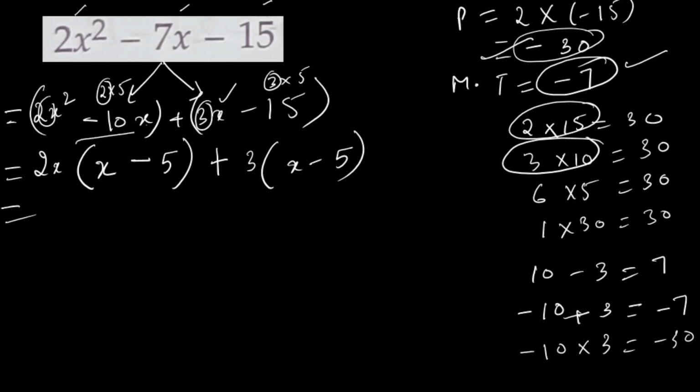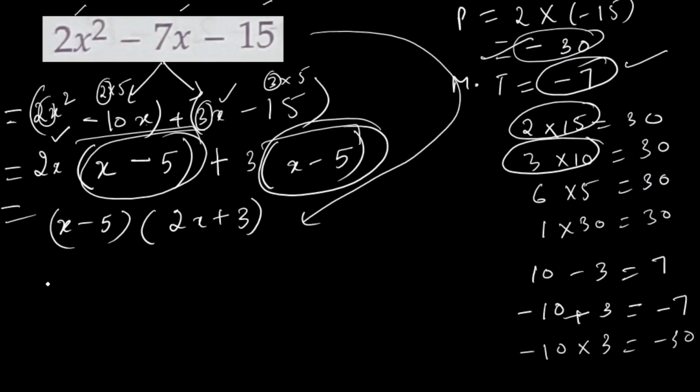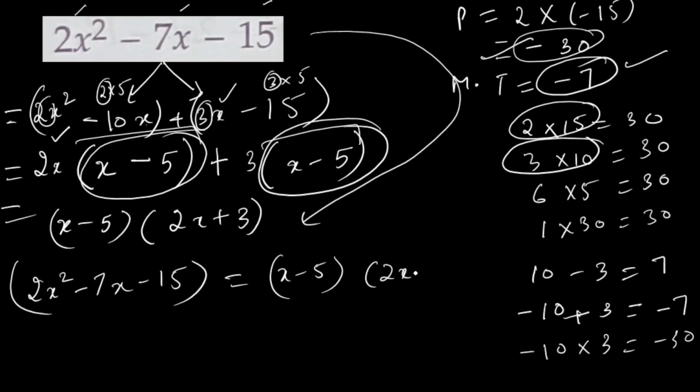Now you can see this bracket and this bracket are both the same. We can take this as a common factor and take it out. So x minus 5 I am writing outside. The remaining things I will write: 2x plus 3. So here we have factorized the given expression. The given expression was 2x square minus 7x minus 15. We have factorized this into x minus 5 into 2x plus 3. The factors you can see are in multiplicative form. So here we have completed this question as well.